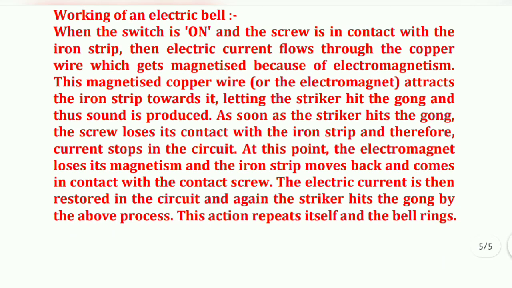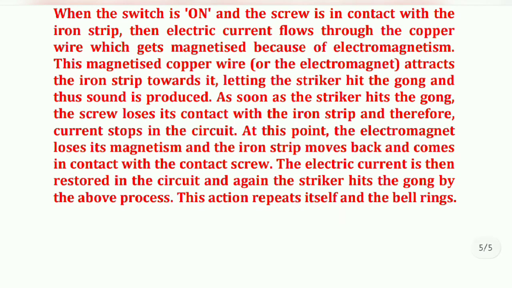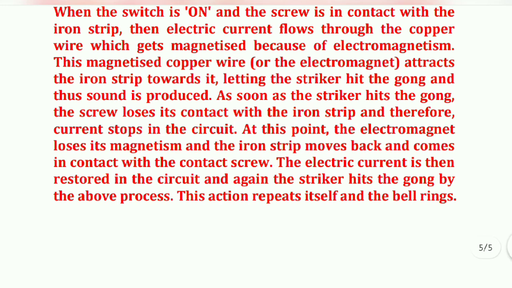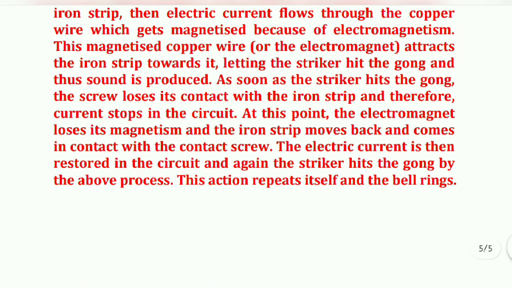As soon as the striker hits the gong, the screw loses its contact with the iron strip, and therefore current stops in the circuit. At this point, the electromagnet loses its magnetism and the iron strip moves back and comes in contact with the contact screw. Okay, the electric current is then restored in the circuit, and again the striker hits the gong by the above process. This action repeats itself and the bell rings.